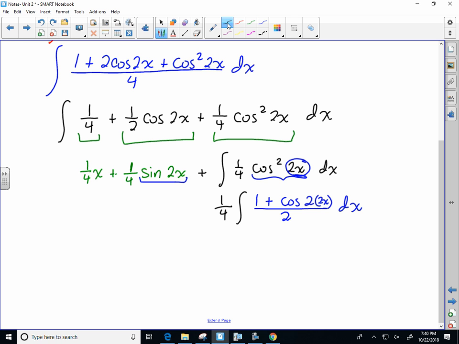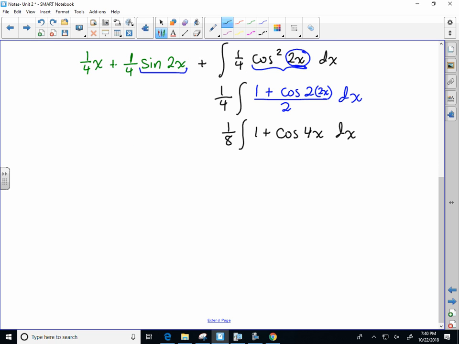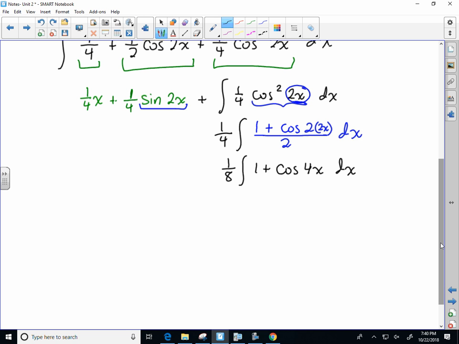Which cleans up. We can make this 1/8 times the integral of 1 plus cosine 4x dx. I can run through with the 1/8 if I want, or I could just leave it outside and integrate this guy. So that would become x plus 1/4 sine of 4x plus c. And I'd just bring down all the other stuff.